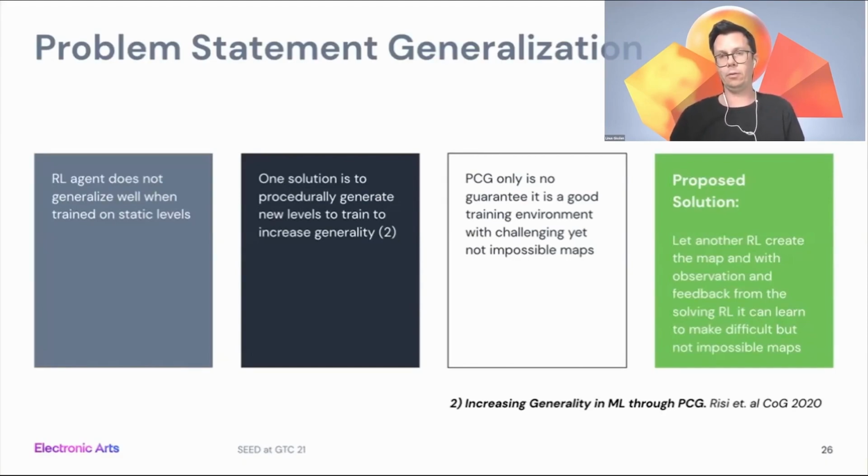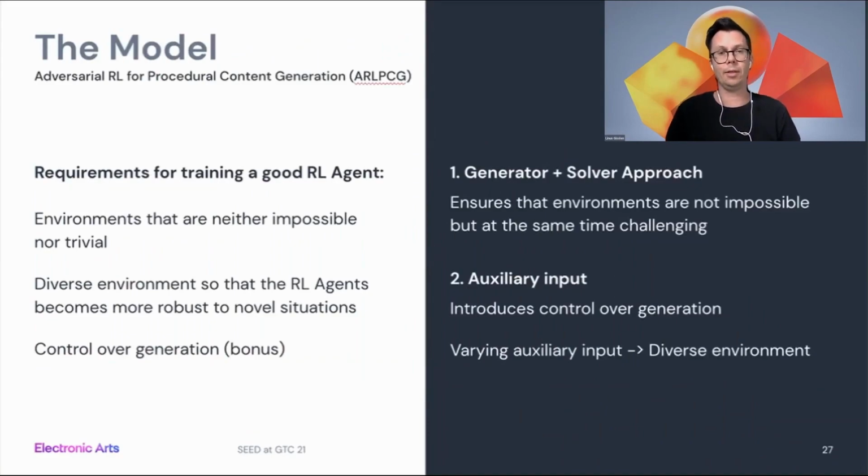So in our research, we looked at a solution to this, and that's another RL agent that creates the environment, and that's going to teach the agent itself to not make impossible maps, because if you have a feedback loop from the solver, it's going to learn to not create impossible maps. And I'm going to present this a little bit here in the next slide.